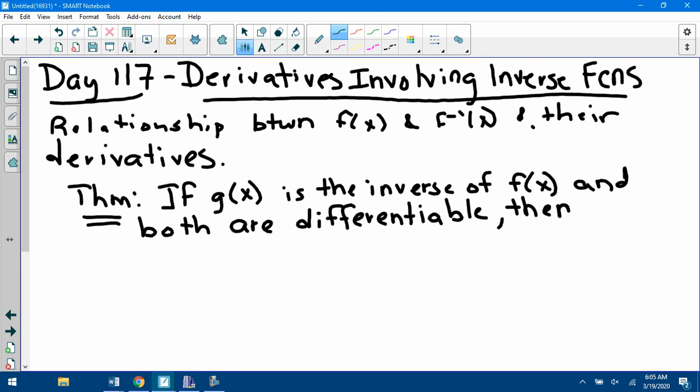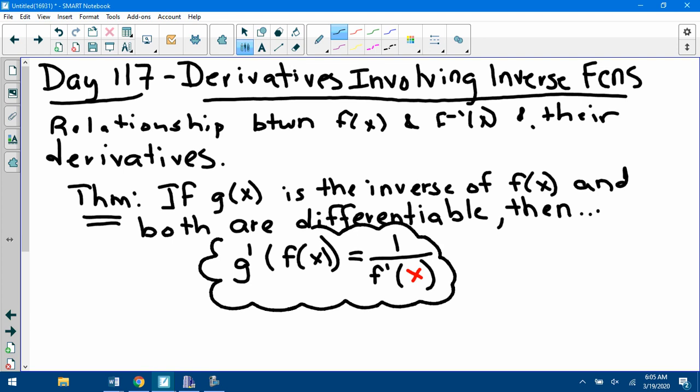Then g prime of f of x is equal to 1 over f prime of regular x. Now, I put that x as a red variable, and I'm going to actually change this f of x in here to green, just to show you that those are kind of two different values. This is the x value, and this is the y value of f at that x value. I'll come back to that idea in a second.